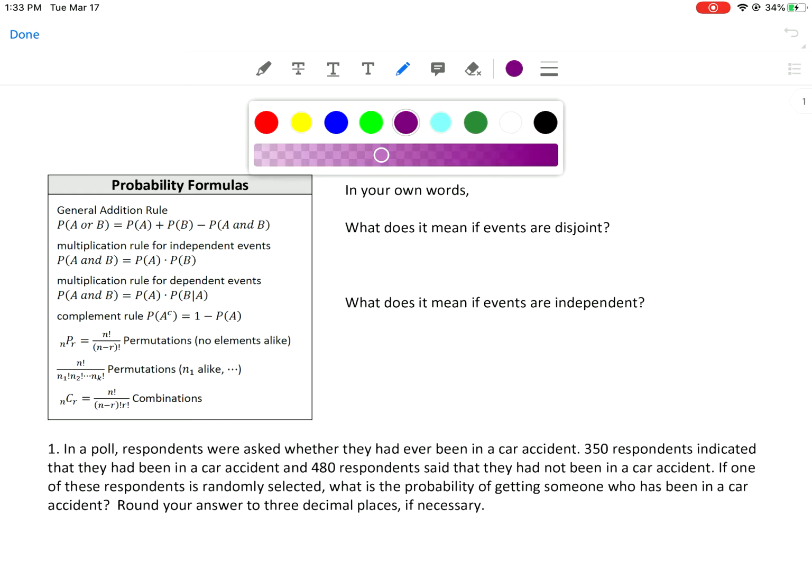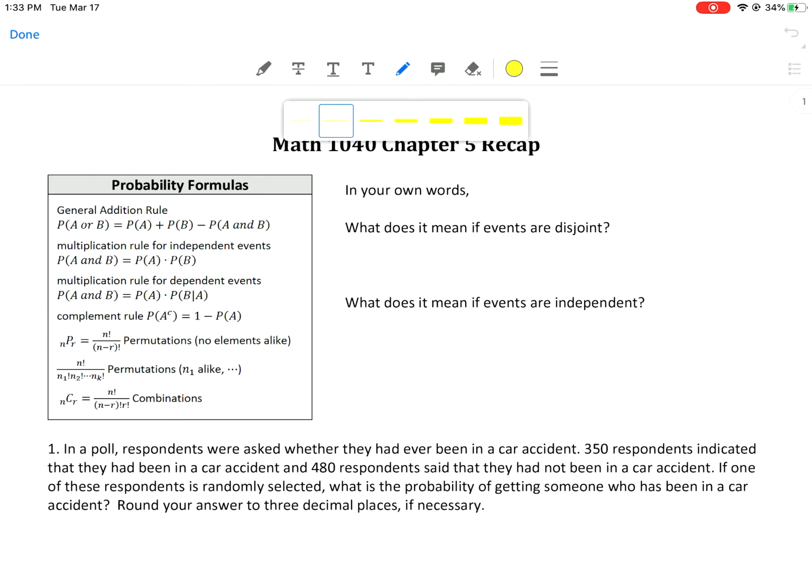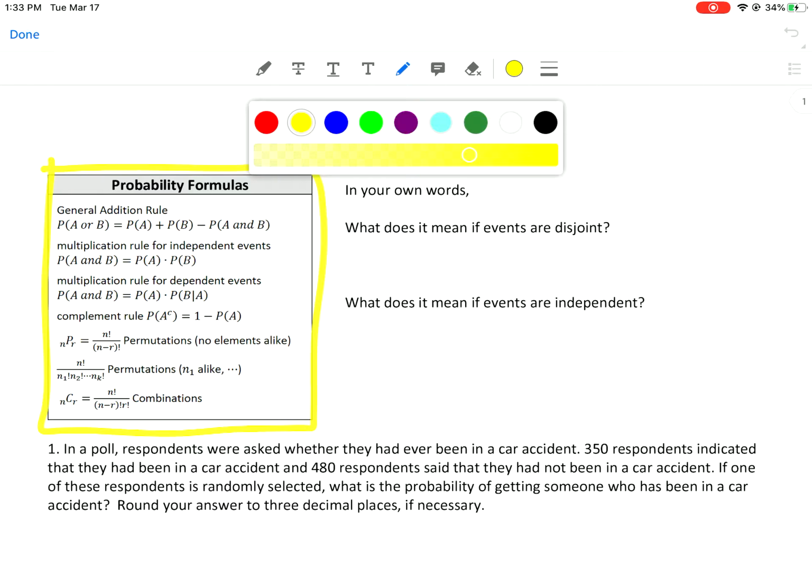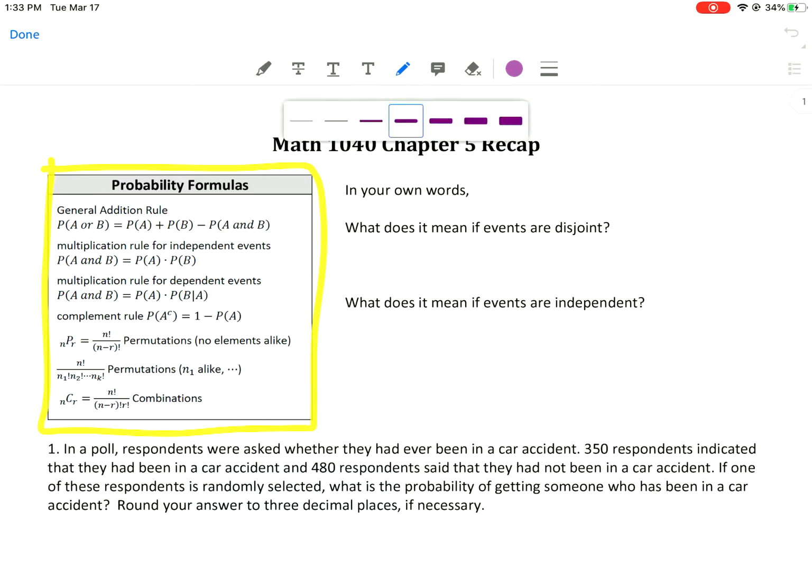Notice over here on the right, I would just be familiar with these formulas, right? You'll be given them on the test, but make sure you know which one to use when, and kind of the rationale behind them. So to start off, I would just think to yourself, what's the difference between something being disjoint and something being independent? So come up with your own response, pause the video, and then let's come back together.